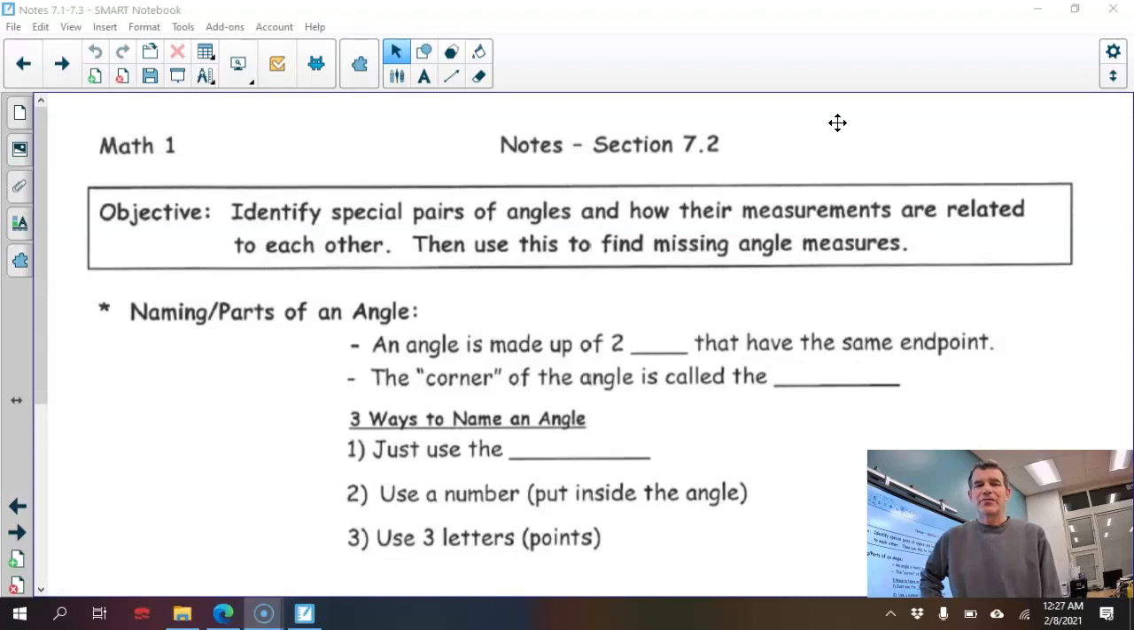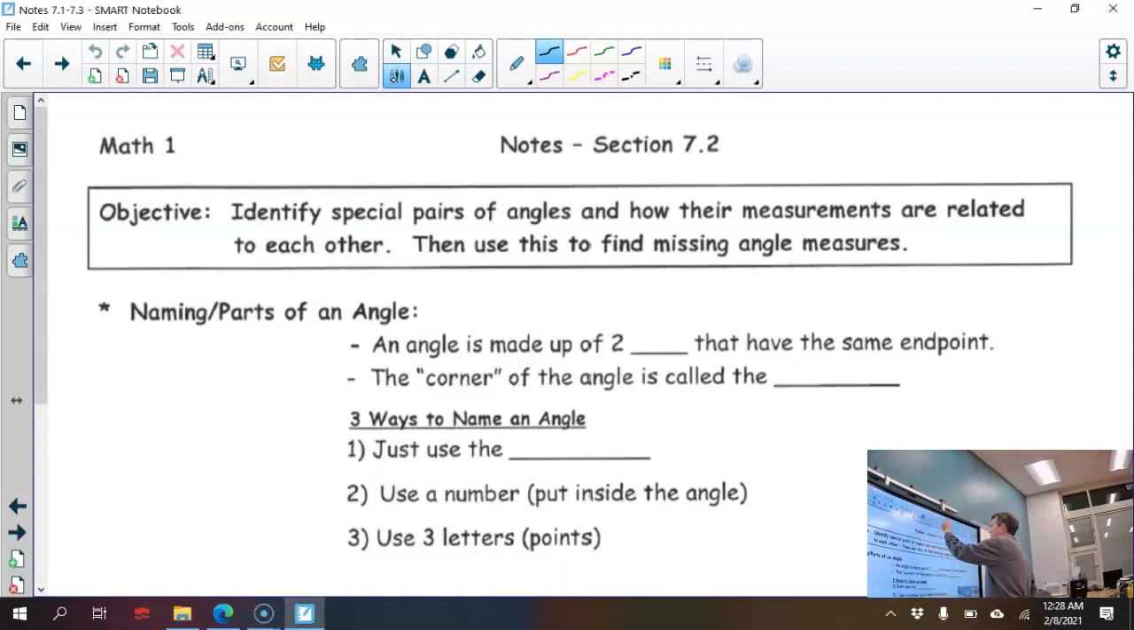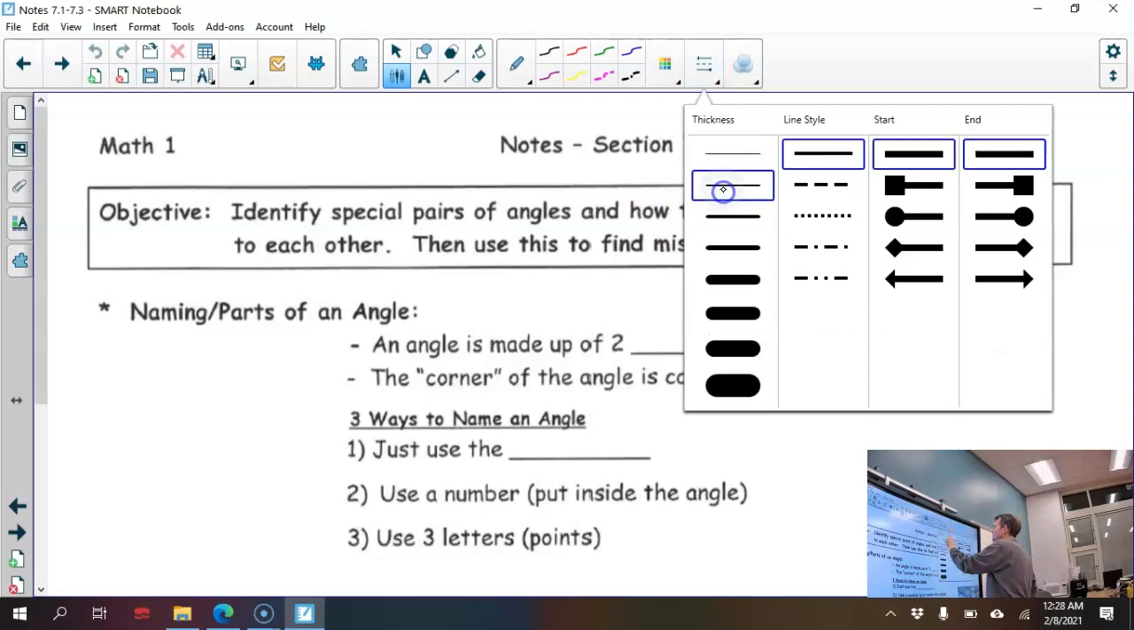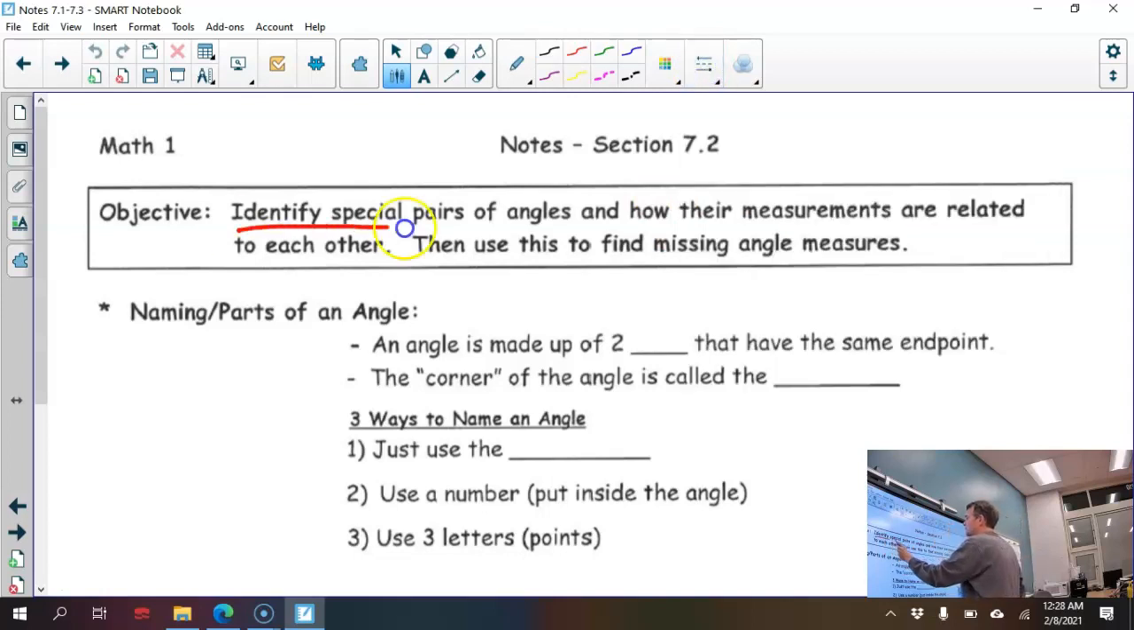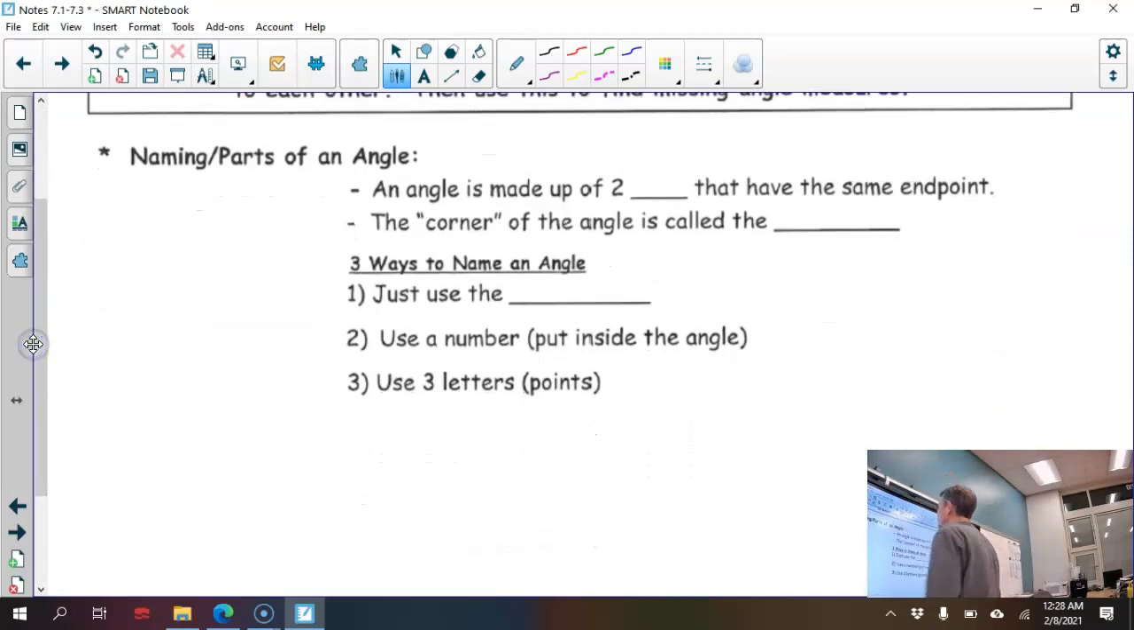Today we're going to be going over a review, hopefully for some of you, maybe most of you, about different types of angles and their measures and how they're related to each other. So you can see today that we are doing identify special pairs of angles and how their measurements are related, and find missing angles. So here we go. Shouldn't take too long because it's kind of a review.